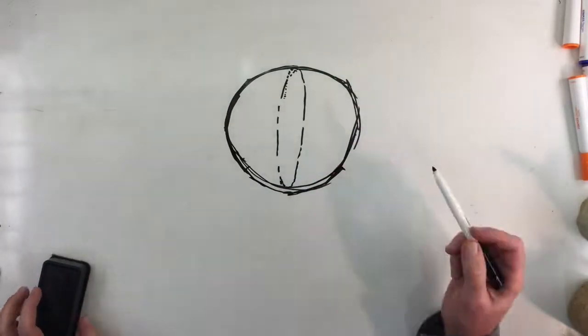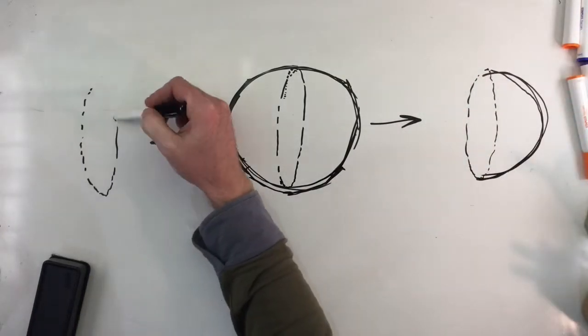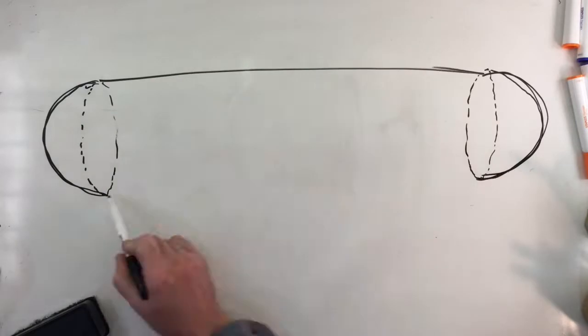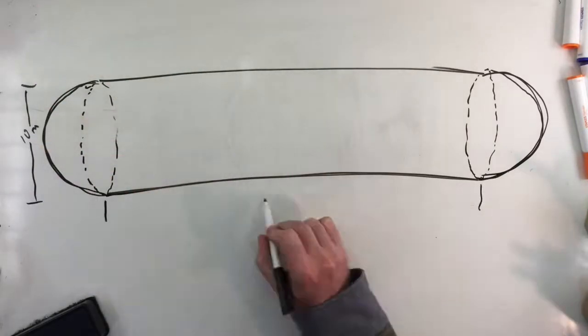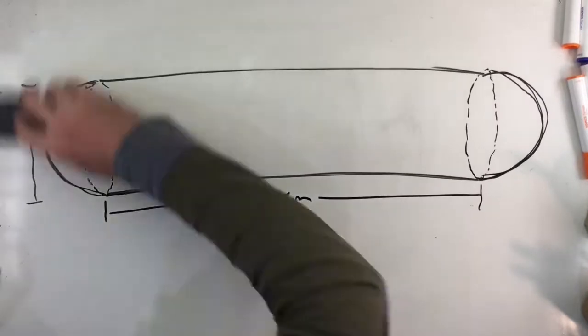Now let's separate the two halves by a kilometer and connect them with material so that they are joined by a large cylinder with a diameter of 10 meters and a length of 1 kilometer. Okay, so this is our spaceship. We have our representation of it here squished down for now.